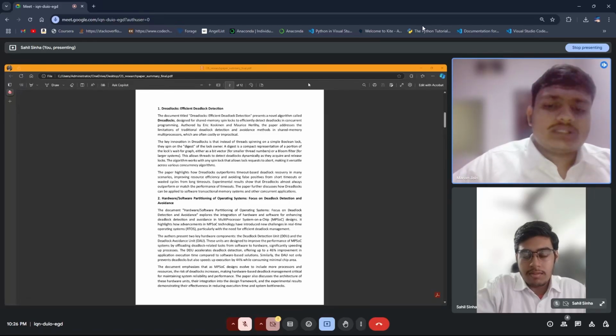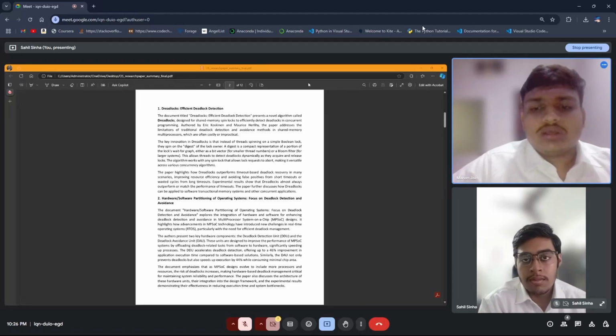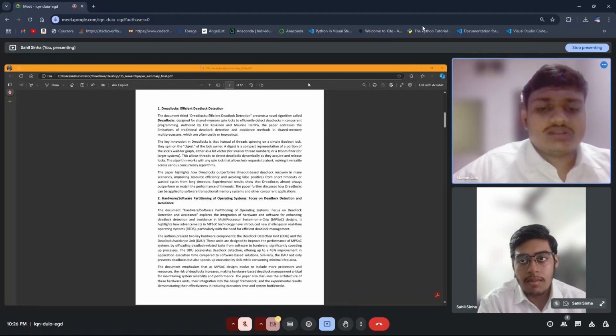The method uses a digest instead of a simple Boolean lock, allowing for dynamic and flexible detection. It is compatible with main types of spin locks, which makes it highly versatile in various applications. Deadlock is proven to be more efficient than traditional methods, helping to save system resources and reduce errors.